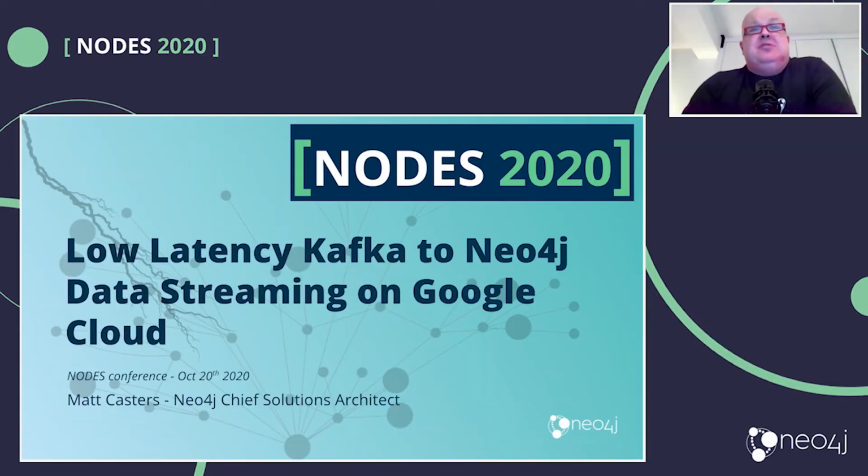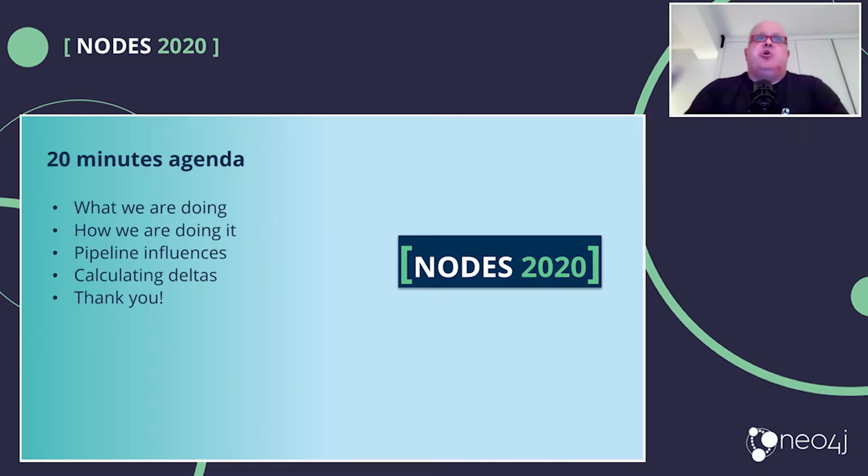Thank you very much for that wonderful introduction. Like I said, low latency Kafka to Neo4j data streaming. Let's take a look at this lightning talk agenda. I'm going to go over what we're doing today, how we're doing it, and see how we can influence the latency in the pipeline, and then we're going to calculate some real life deltas.